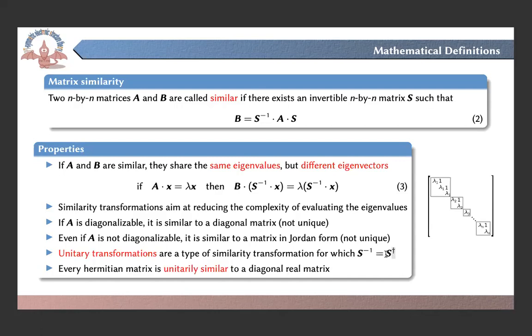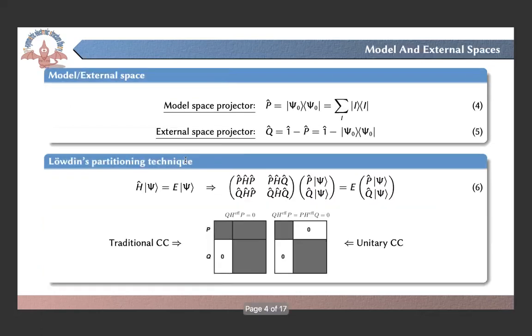Okay, and that shows you that every Hermitian matrix is unitarily similar to a diagonal real matrix, because you can always diagonalize a Hermitian matrix, and you know that the eigenvalues are actually real because it's Hermitian. Okay, so that's the mathematics behind it.